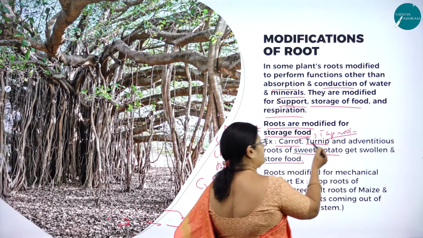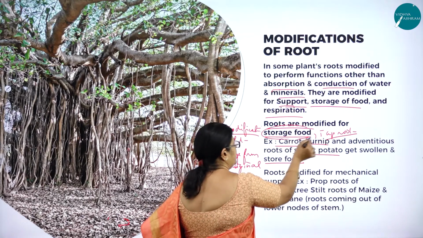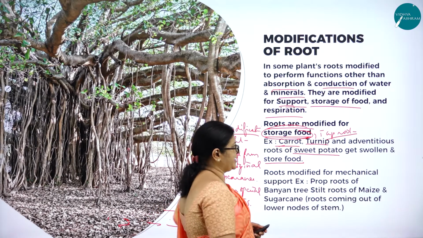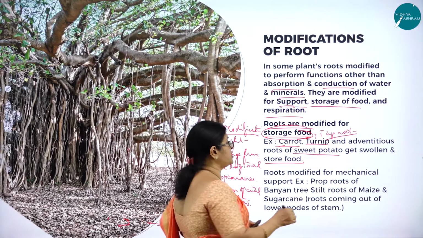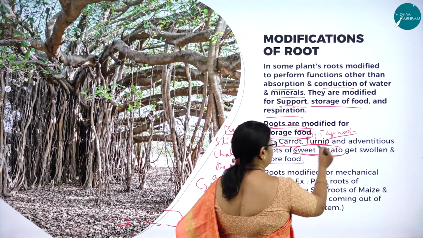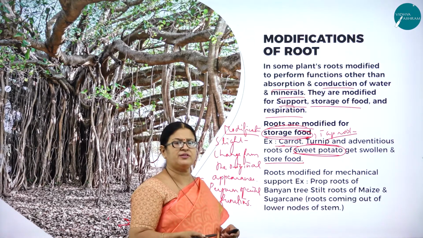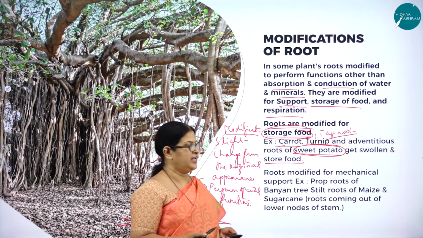So taproot system, you can take the example of carrot. Taproot system modified for what? For storage of food. You can take the example of carrot. Then adventitious roots, that is the sweet potato. I think all of us are familiar with all these examples in our everyday life.